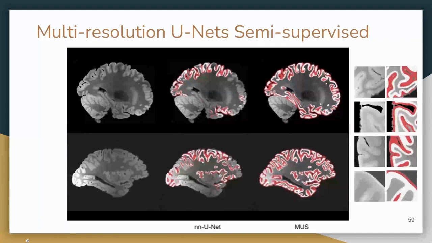This is the whole brain. We compared against NNUNet. It's not a terribly fair comparison because NNUNet is fully supervised, and getting it to be semi-supervised, or cross-pseudo-supervised, is difficult. And so the results are really quite accurate.